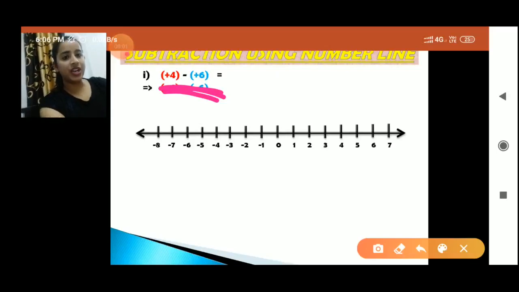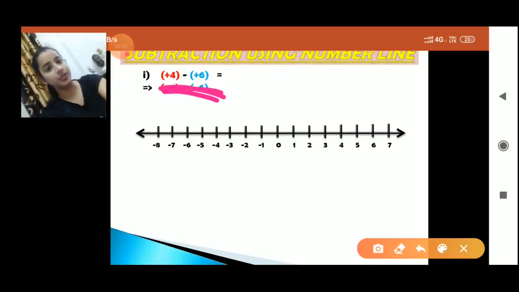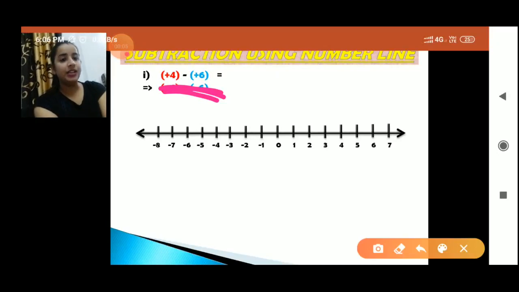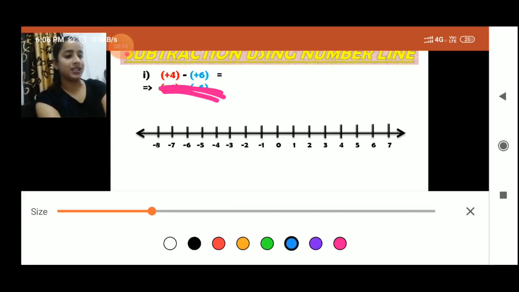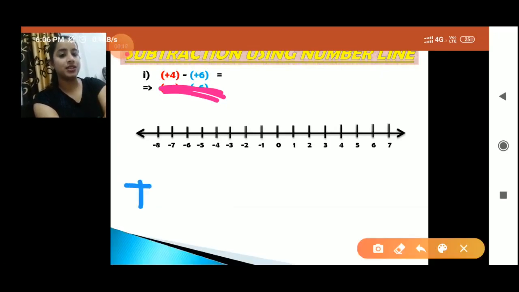Now we shall learn subtraction using number line. Here you can see that we have to subtract plus 4 and plus 6. So for subtraction, the first rule is that we have to change the sign.